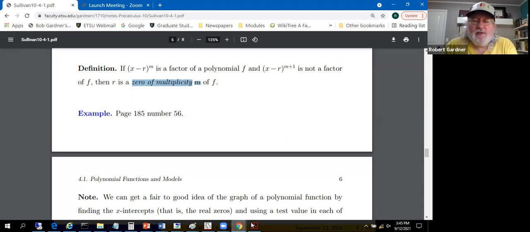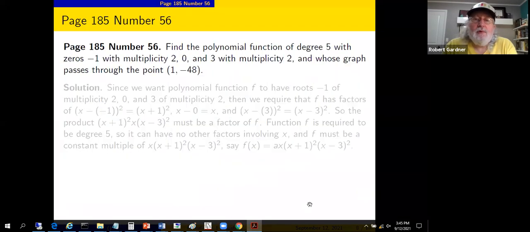Number 56, as an example, says, find the polynomial function of degree 5 with zeros -1 with multiplicity 2, 0 with multiplicity 1, and 3 with multiplicity 2, and whose graph passes through this point. Okay, this is copied verbatim out of the textbook. Let me elaborate a little bit.